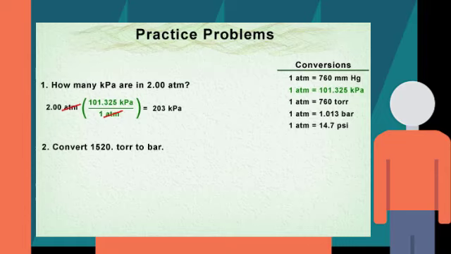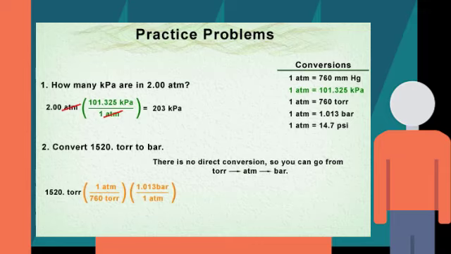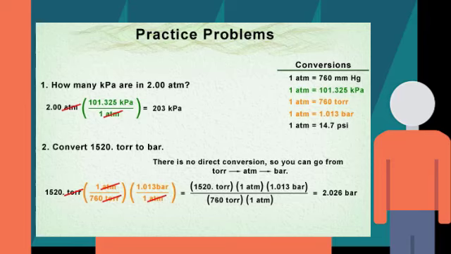Suppose you are asked to convert 1520 torr to bars. Start with the information you are given. Now use conversion factors to get your answer into bars. Since the table does not contain the direct conversion from torr to bar, you must first convert torr to atmosphere, then convert atmosphere to bar, so that all units cancel. Doing the math shows that 1520 torr equals 2.026 bar.